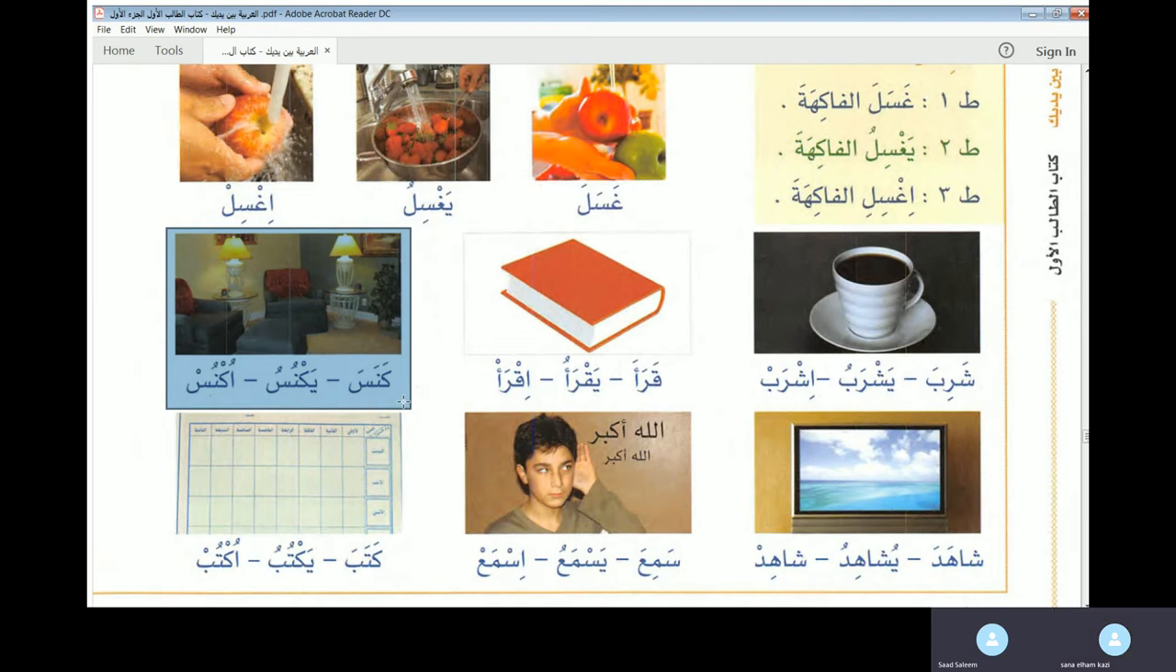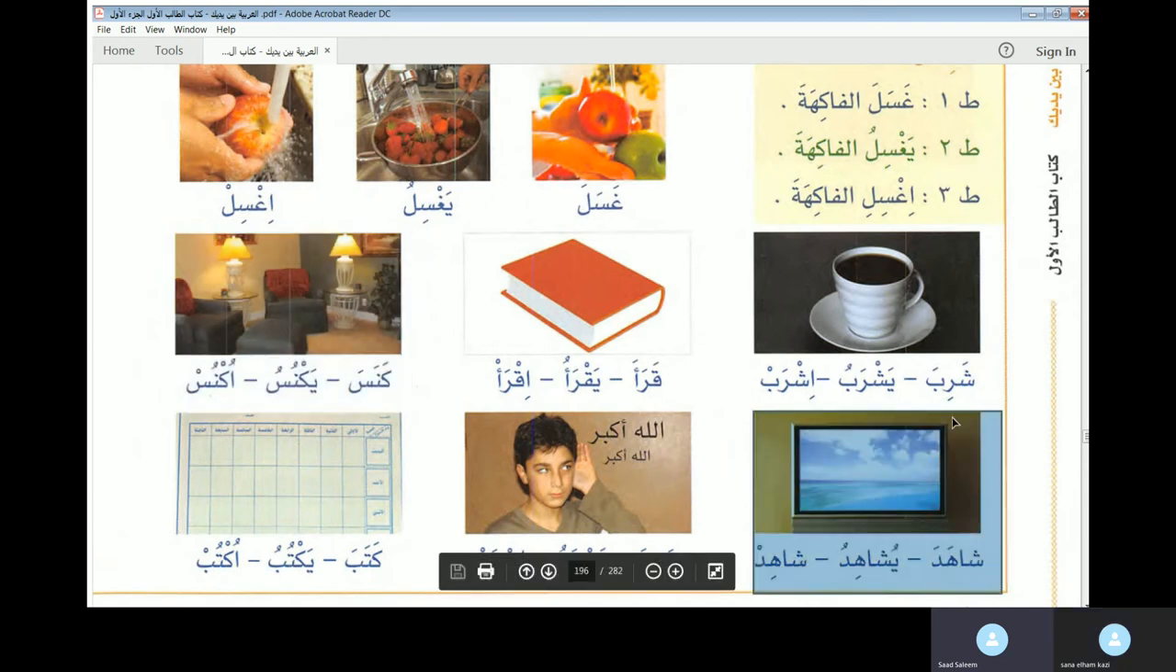Kanasa al ghurfata. He swept the room. Yaknusul ghurfata. He is sweeping the room. Uknusil ghurfata. Sweep the room. Next one, please.